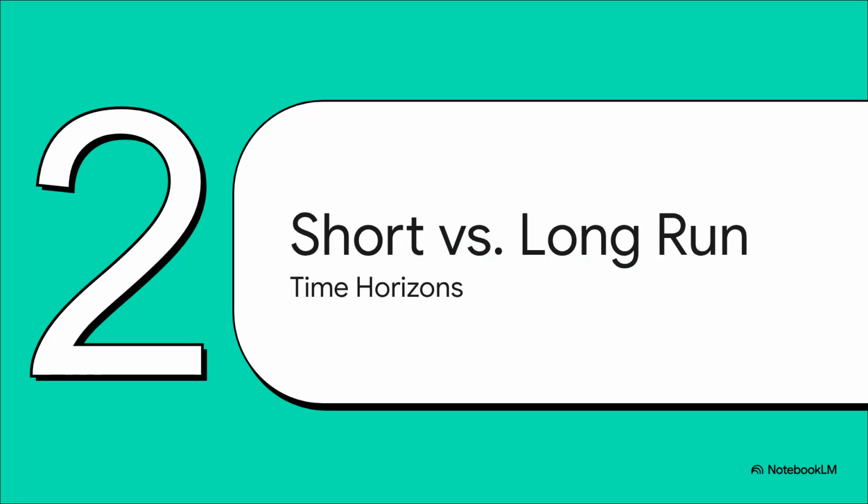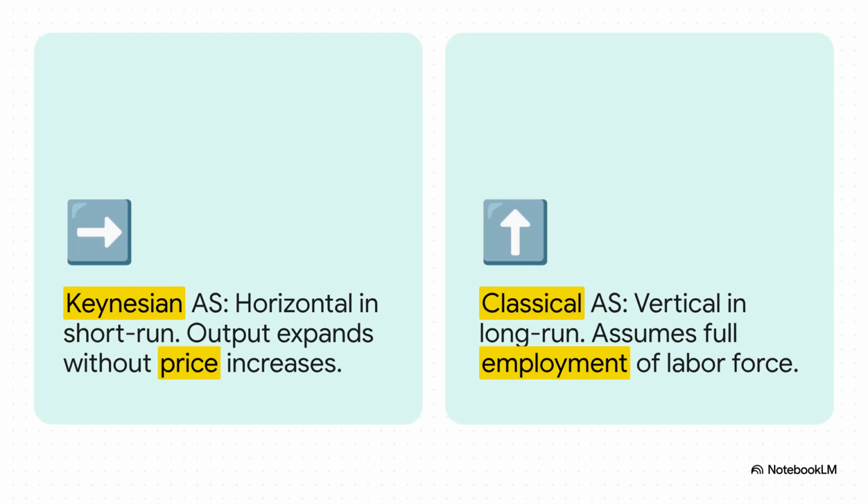Moving right along to our intermediate tools, Section 2, short versus long run. Now, time horizons literally change everything in macroeconomics. In the short run, we look through the Keynesian lens, where the supply curve is perfectly horizontal. Think about it. If there's high unemployment, a factory can just hire idle workers without needing to hike up wages, which means they can expand output without raising prices.